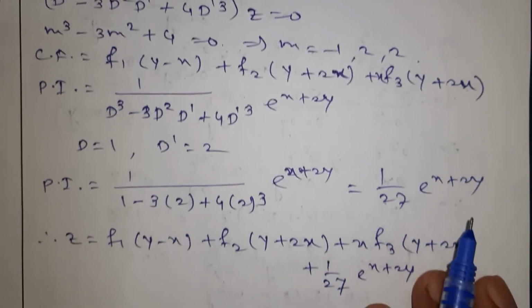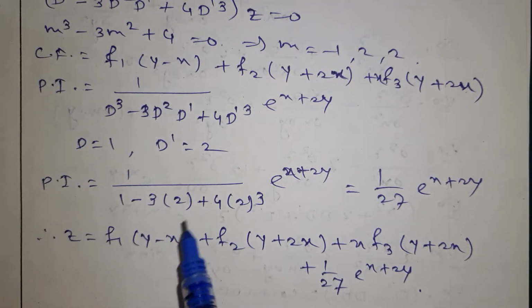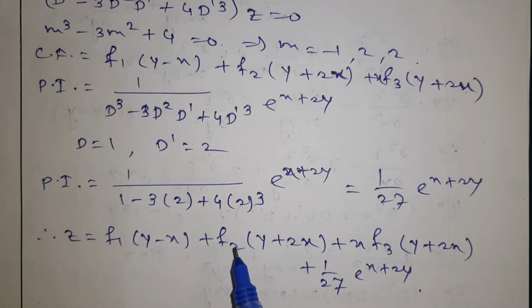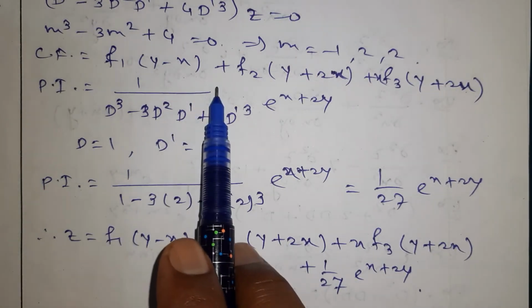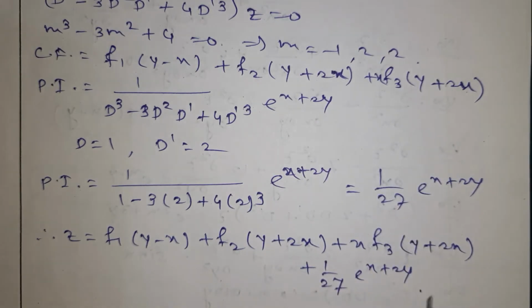Therefore, the general solution is z = CF + PI, you may call it the complementary function and particular integral, or complete solution. So z = f1(y − x) + f2(y + 2x) + x f3(y + 2x) + 1/27 e^(x+2y).